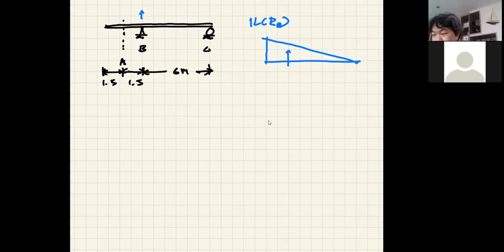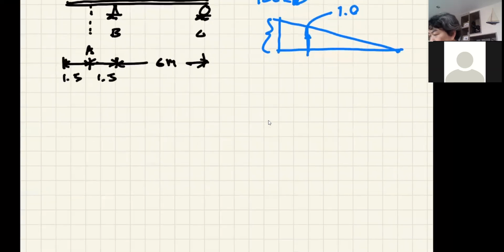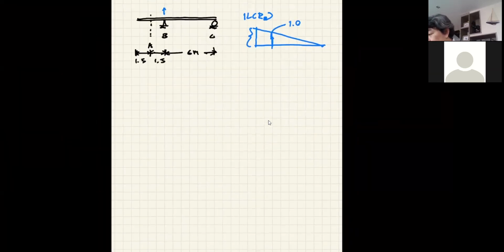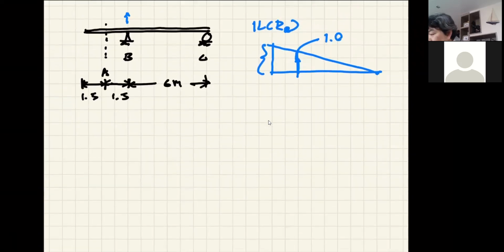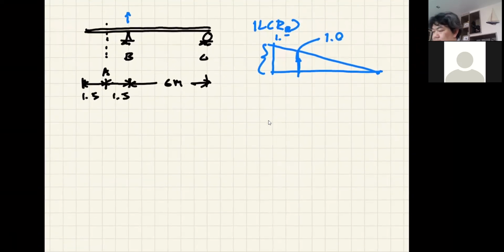And in terms of the magnitude, we know that when you place your unit load at B, it is going to be equal to 1 at B here. So that must be 1. And therefore, it means that for the height here, you need to use similar triangles. So it becomes 3 over 6, I mean, not 3 over 6, 9 over 6, or 1.5. Okay, so that's the influence line of RB.